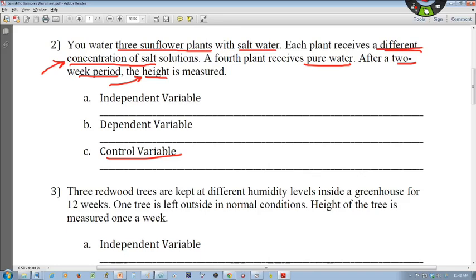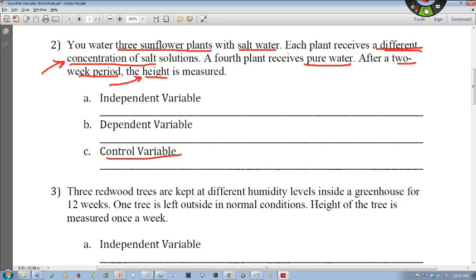Okay, so we have the different concentration of salt and the height of the plants. Well, these are our 2 variables. The independent variable is a variable that is changed or manipulated by the scientist in the experiment, and the scientist knows the value of the independent variable before running the experiment. The dependent variable is the variable that may or may not change because of the manipulation of the independent variable by the scientist in the experiment, and the scientist usually doesn't know the value of the dependent variable after the experiment is run.